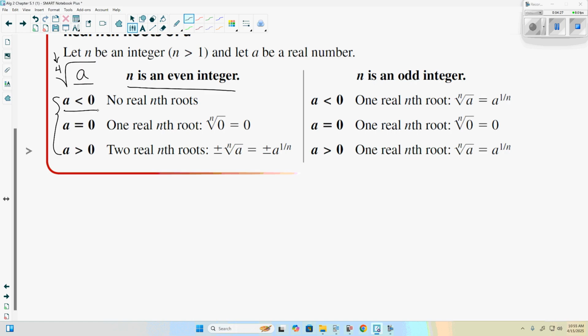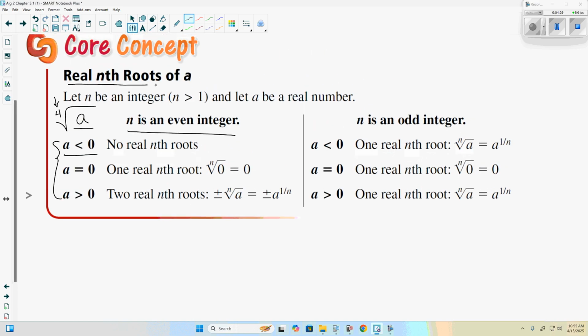Here, again, we want to find the real nth roots of a. So when we're taking an even root and a is less than 0, a is negative, there are no real roots. If we take an even root of a negative number, there are no real roots. There are imaginary roots, but no real roots.